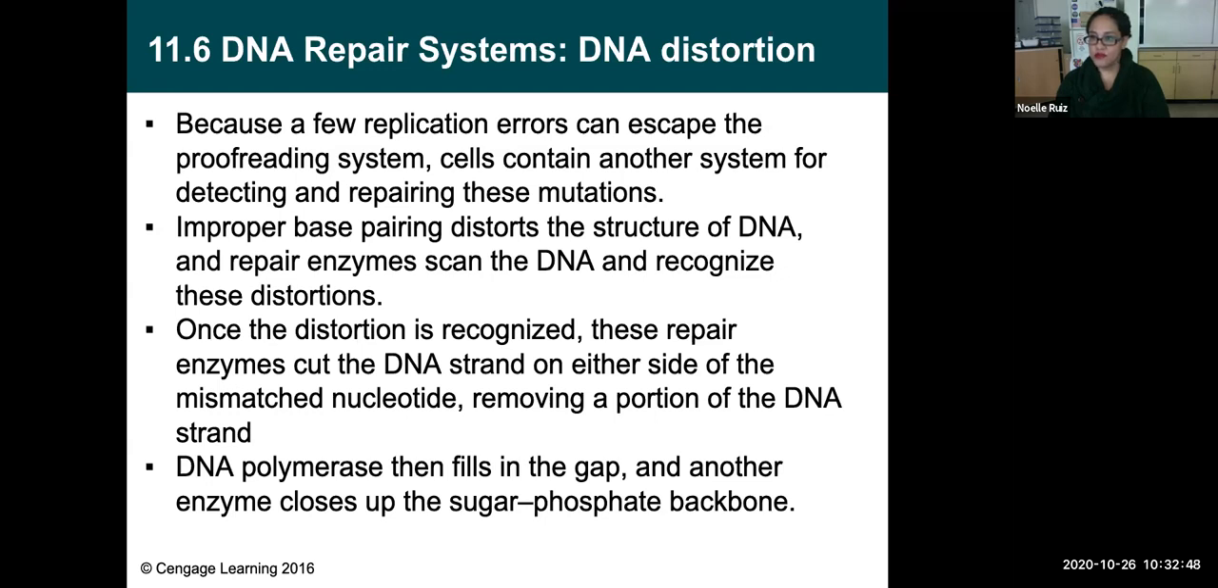So we have several built-in mechanisms to fix our DNA if something goes wrong. Like I said, they don't always work. But 99.9% of the time, our cells do just fine without us.